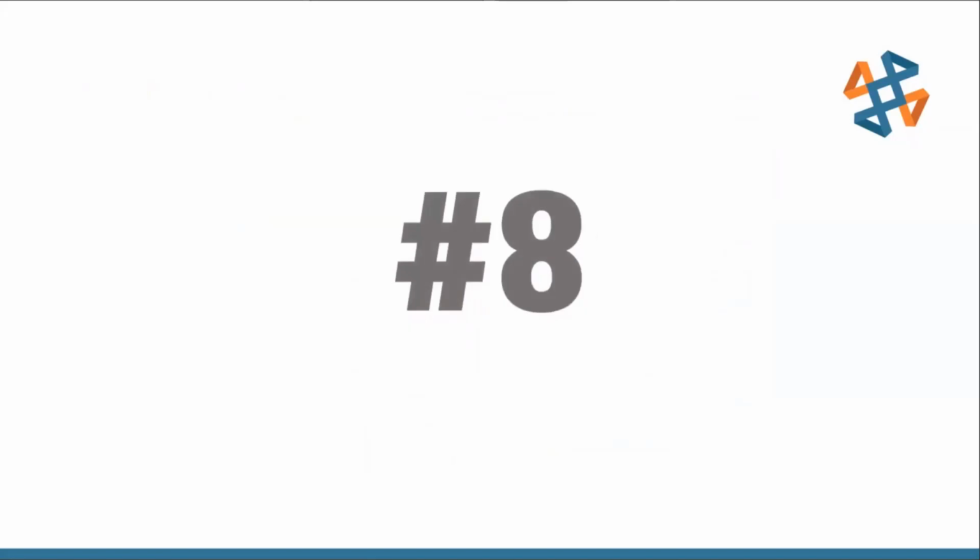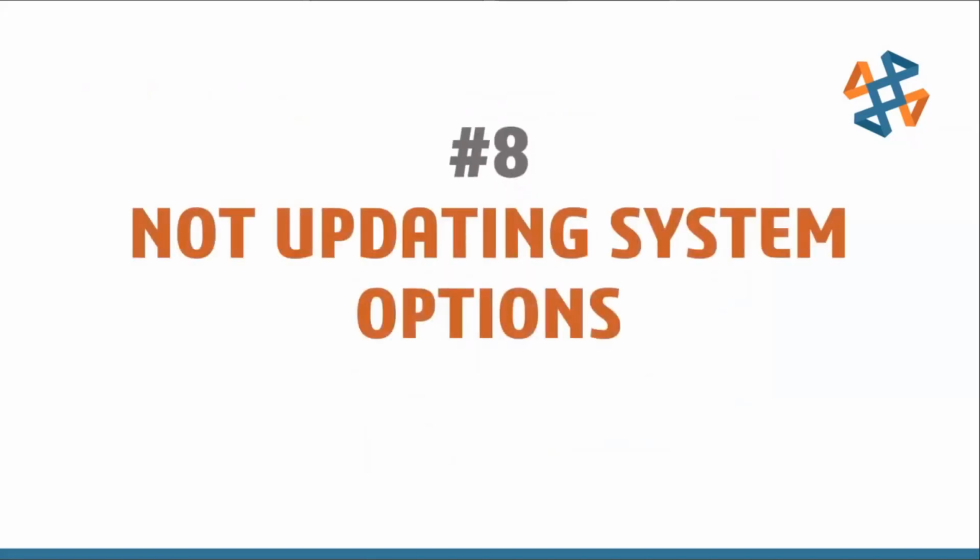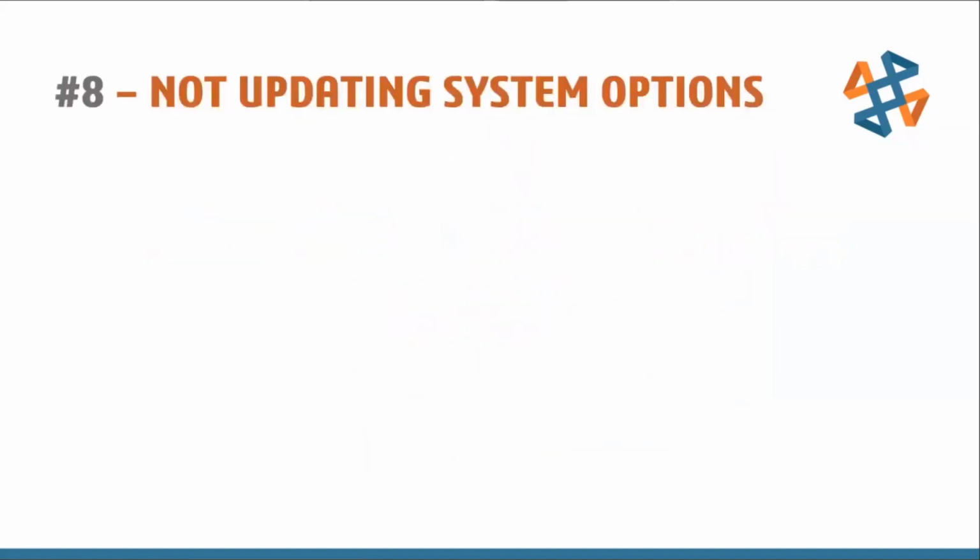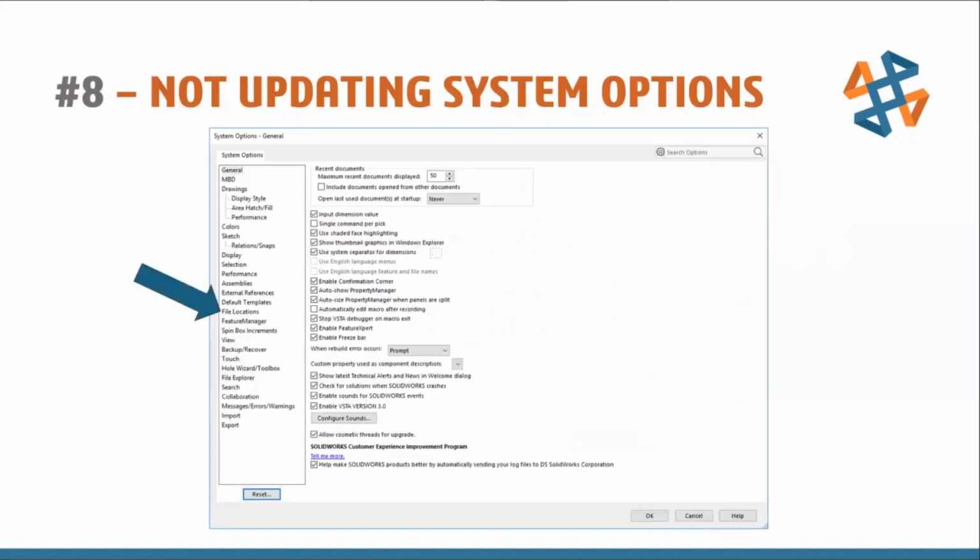Number 8 is not updating your system options after you upgrade SOLIDWORKS. This one's huge. SOLIDWORKS upgrades, say you're upgrading from 18 to 19. As you do that, there's a lot of folder locations that are going to change, right? Your symbol libraries, your document templates, all those things are stored in version-specific folders.